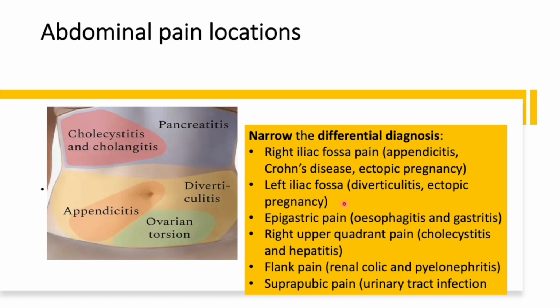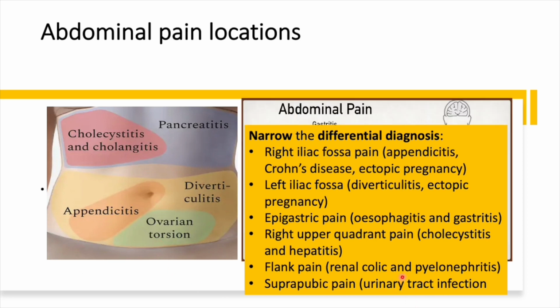The left iliac fossa or the left lower quadrant, think about diverticulitis, ectopic pregnancy. In the epigastric region, think about esophagitis, gastritis and pancreatitis. Right upper quadrant, already mentioned, is related to the liver: cholecystitis, hepatitis, liver abscess. Flank pain is important because pain from the loin to groin is characteristic of renal. The suprapubic region, again as mentioned, bladder symptoms.